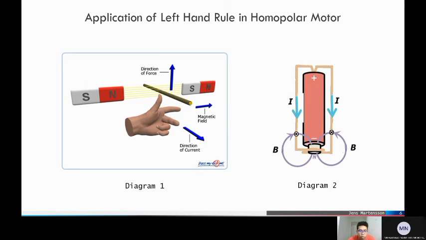Application of the left-hand rule in the homopolar motor. To apply the left-hand rule in the homopolar motor, make this shape with our left hand. The middle finger points to the direction of the current, and the first finger points to our magnetic field, which is from north to south. After that, we can decide the direction of the coil, which rotates in a clockwise direction.